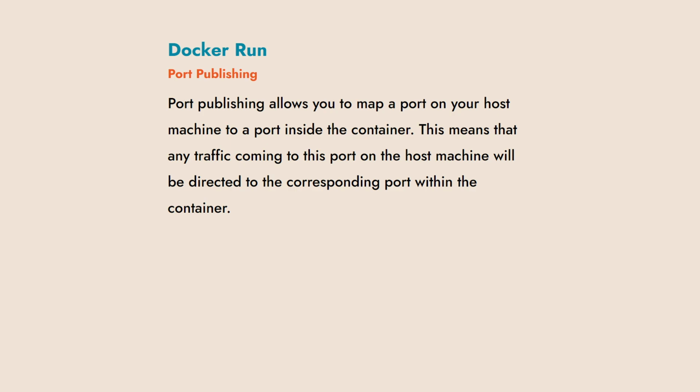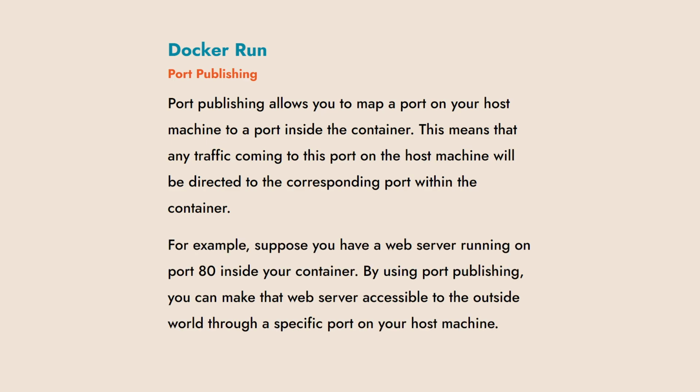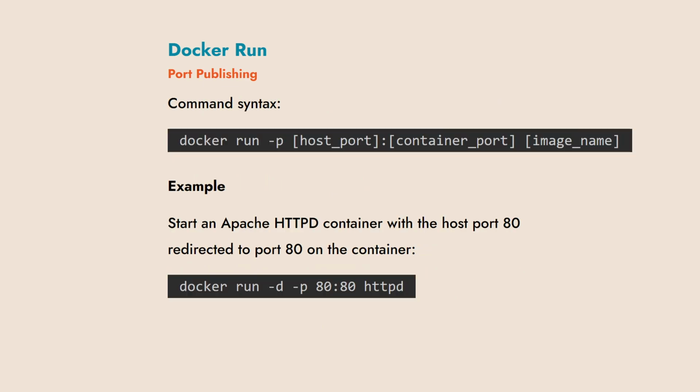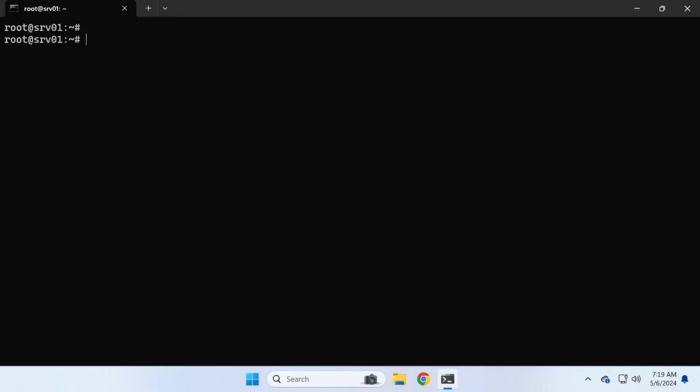This means that any traffic coming to this port on the host machine will be directed to the corresponding port within the container. For example, suppose you have a web server running on port 80 inside your container. By using port publishing, you can make that web server accessible to the outside world through a specific port on your host machine. With the Docker run command, port publishing is done using the -p option. First, we specify the port on the host machine, followed by a colon, and then the port on the container to which traffic should be redirected.